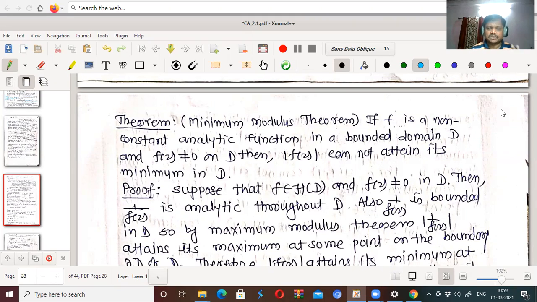Now we will go for the minimum modulus principle. That we will see for the minimum modulus principle.